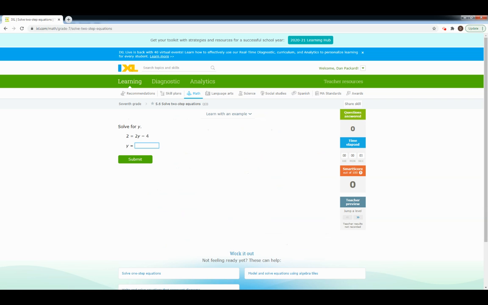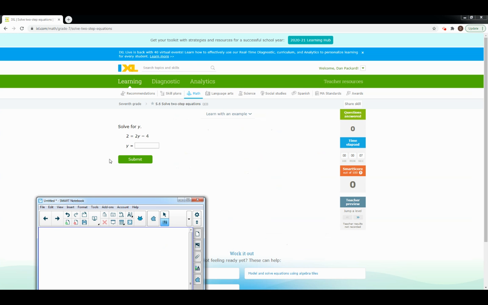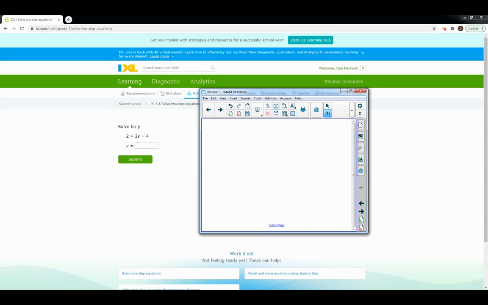All right, this is the same idea, but now this is 2 steps. So let me do at least this one with a few with you. So we got 2 equals 2y minus 4. Remember, we're going to start with the side with the variable. So that's over here on the right.